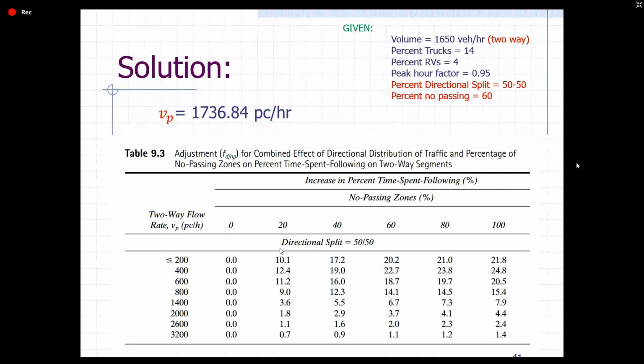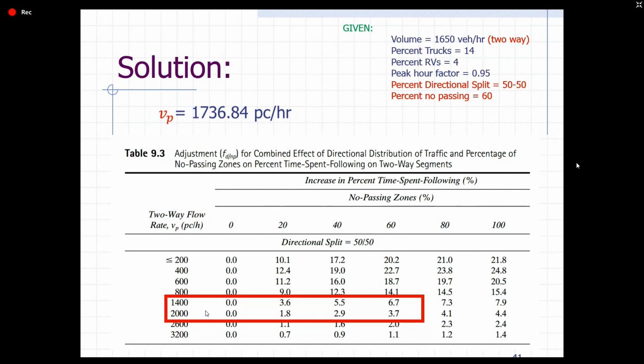Yung directional split natin is 50-50. I hope you have your tables with you. And then your no passing zone is 60%. So, nandito siya. Okay? So, eto siya. It is in between your 1,400 and 2,000. And then, it is your 60% no passing zone. In your table, yung directional split natin is 50-50. That's why ito lang yung kinuha ko na table. Okay? So, sa table, marami yan, ha?